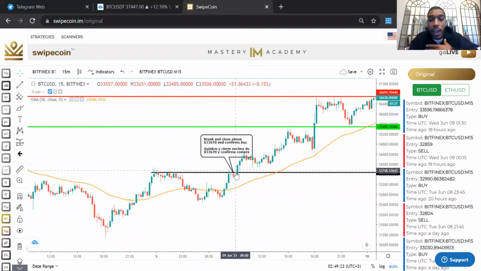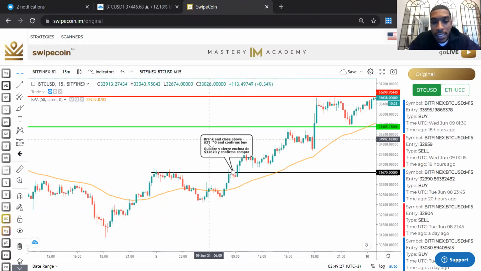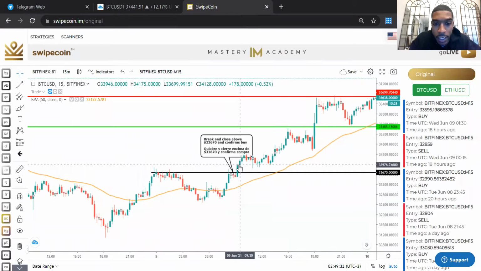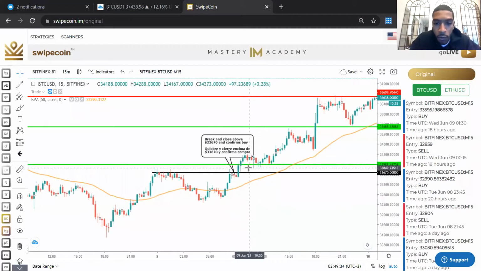So me in particular, if I would have taken this trade, I would have entered right here at the break of structure, just like it says, break and close above confirms the buy. I would have waited for this break and close right here, and entered right there. I'm gonna turn this blue so you know that's Wealthy's entry.